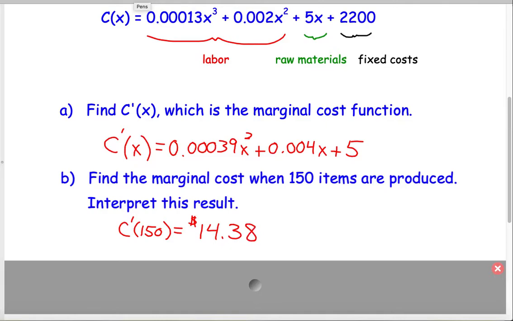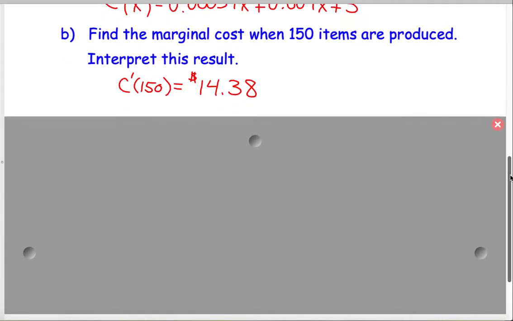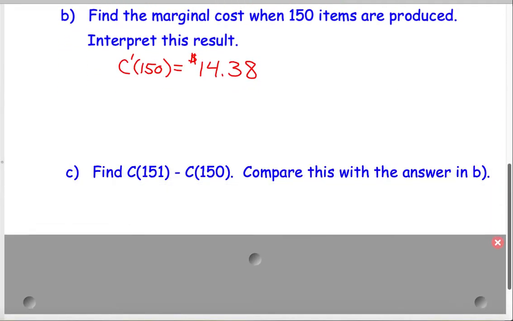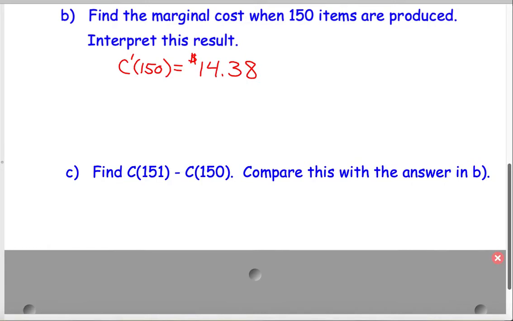Okay, so what does that represent? That represents the rate of change of cost right when you've made 150 items. So basically, what it's going to cost to make the 151st item. So it's an estimation for that. So I wonder what the actual cost is to make the 151st item. Well, let's figure out the cost of making 150, and we'll subtract that from the cost of making 151, and that will be the actual cost of making the 151st item. And let's see how that compares with that marginal cost that we calculated using the derivative.